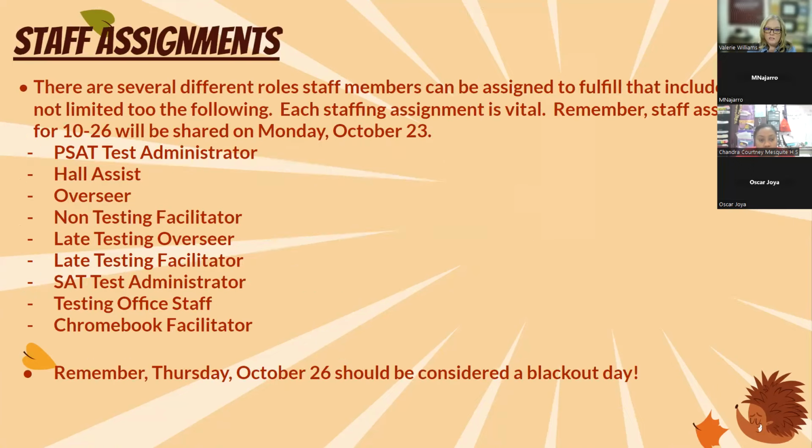All right, staff assignments. There are so many different roles that there could be, and I'm going to say, you know, they're not limited to the following, but they're pretty self-explanatory. Obviously, you're either going to be a test administrator, whether that's SAT or PSAT. You could be a hall assist. Guys, everybody, there's always someone that looks at someone else's job and goes, oh, I wish I could do that.